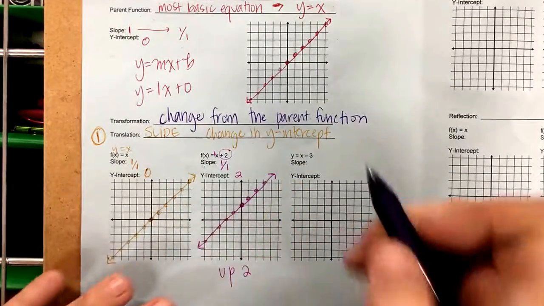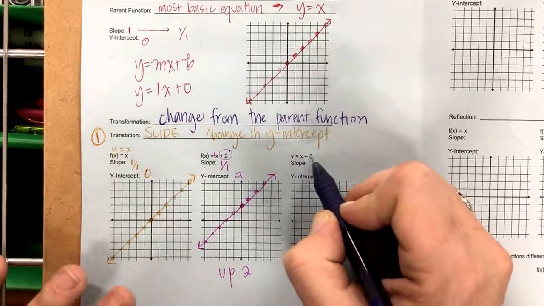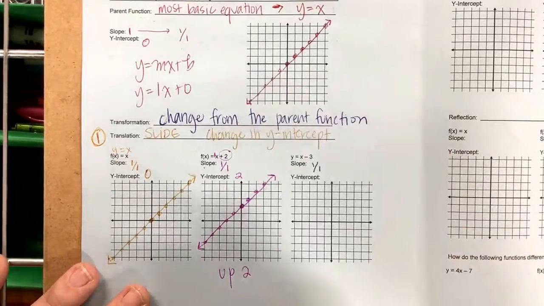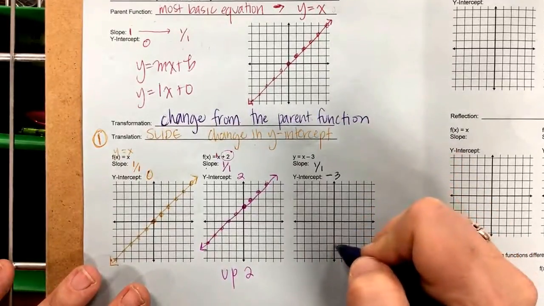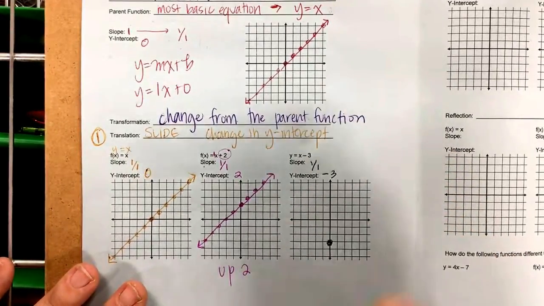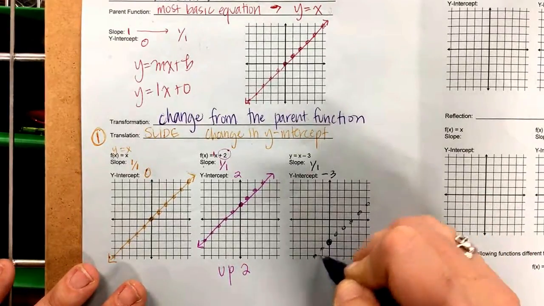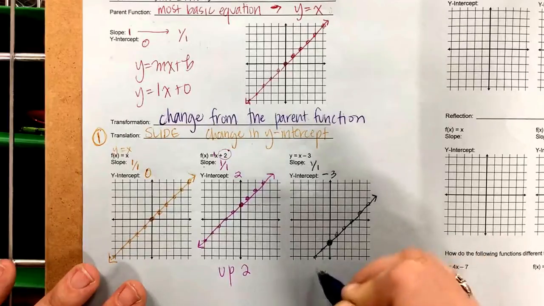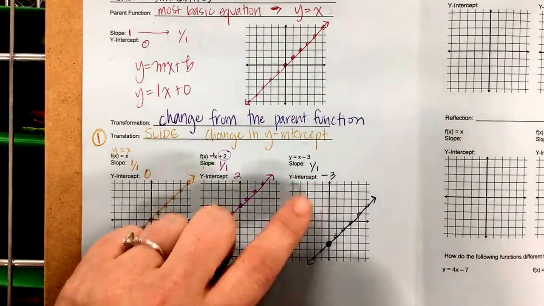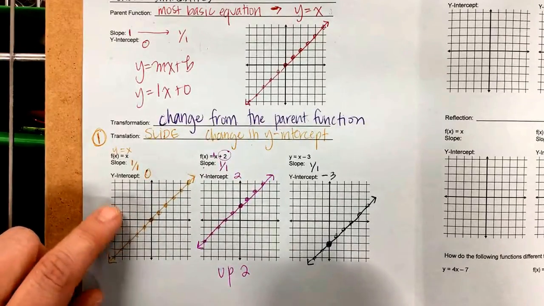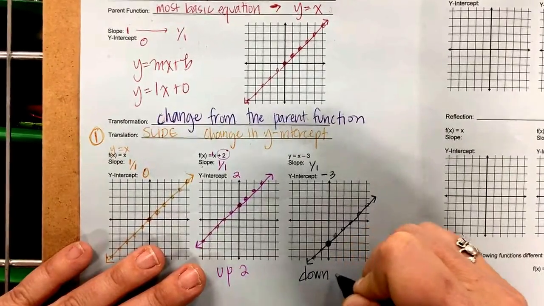Let's try this one. Y equals x minus 3. What's the slope in x minus 3? Well, 1 over 1. And my intercept is negative 3. So I'm going to go negative 3. So what's the change from the parent function to this function? What's the change from this parent function, y equals x, to y equals x minus 3? Well, this one went down 3.